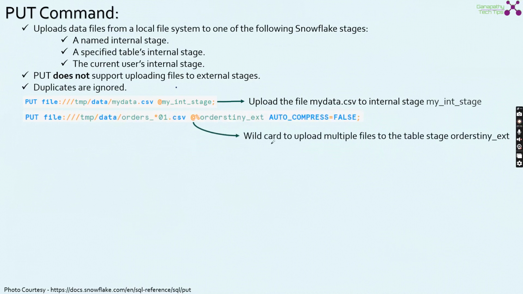Here you can see the wildcard operation is also possible. So you can use the wildcard to upload multiple files into the table stages. This is one such option. Instead of loading orders_*01, whatever the files are in this specific naming convention, wherever the star is mentioned, all the data which satisfies this specific condition will be loaded. So this will load all the multiple files into the orders_tiny_ext_stage. So these are some examples of how we can put the data into the stages.